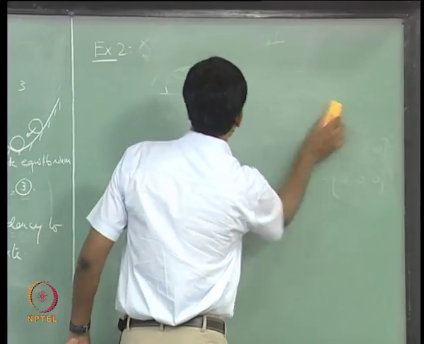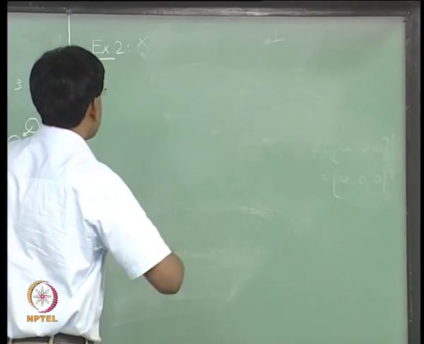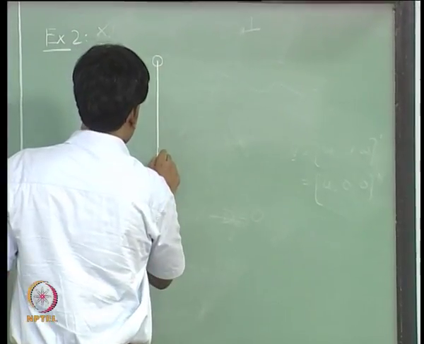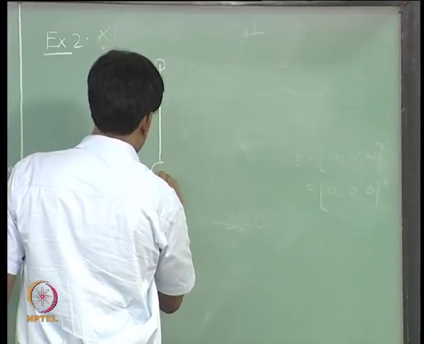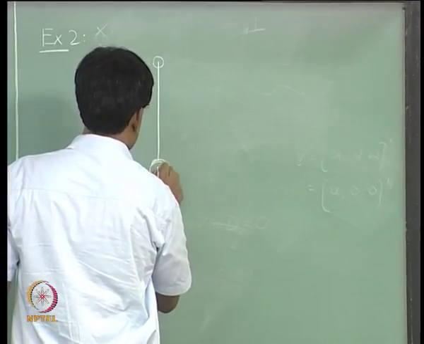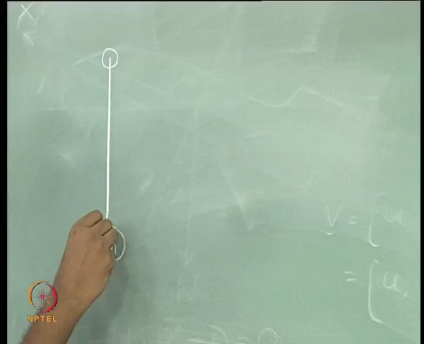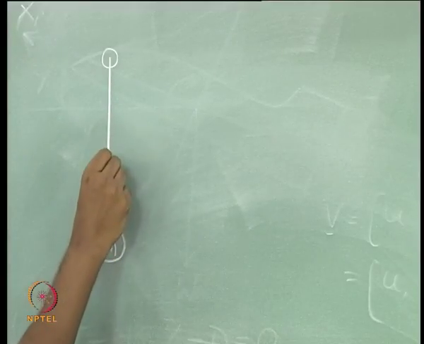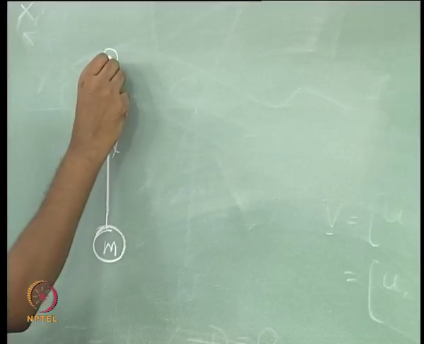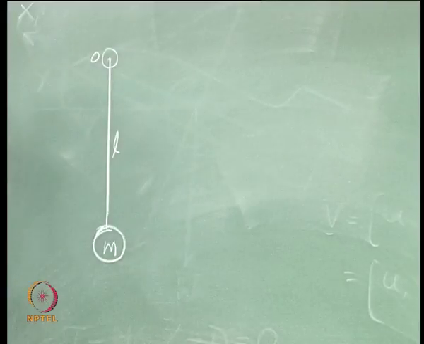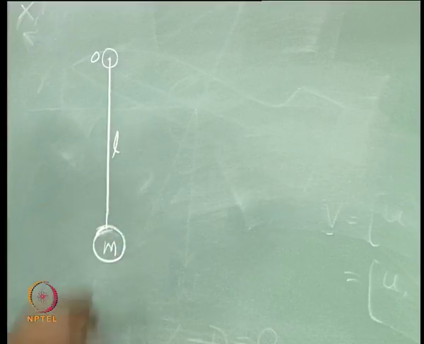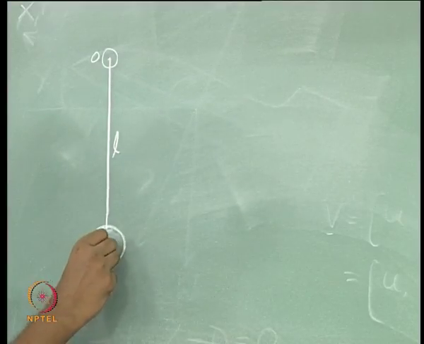Let us look at another example. So, here we have a pendulum. A bob of mass m hanging at one end of this wire of length L, and this O is the suspension point. So, this clearly is an equilibrium state, which is also the position of rest for this pendulum.